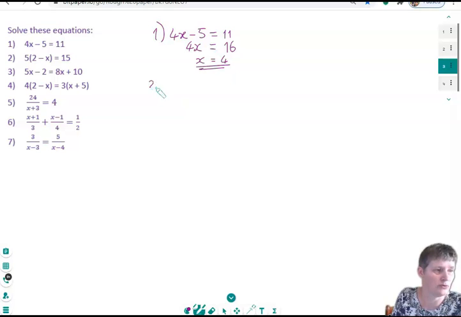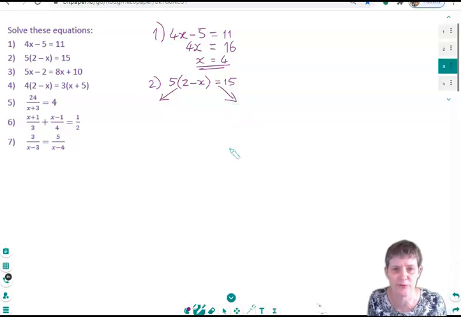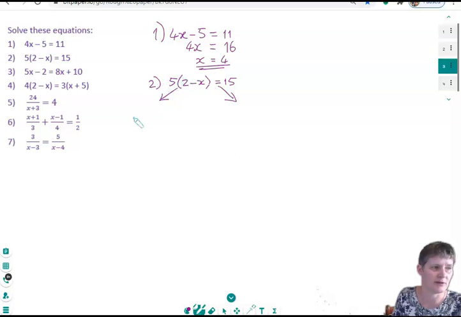Now with number 2, there's 2 ways you can do it. You can either expand the brackets, which is the way that most people are taught first, and it will always work, or you can divide both sides by 5, because the 5 here is a factor of the 15. So let's do the expanding the brackets version first, which is probably more familiar to you. So we do 5 times 2 gives us 10, and 5 times negative x gives us minus 5x, and that gives us 15.